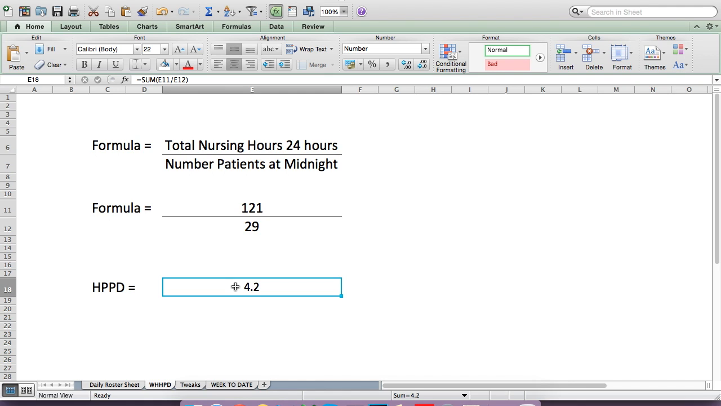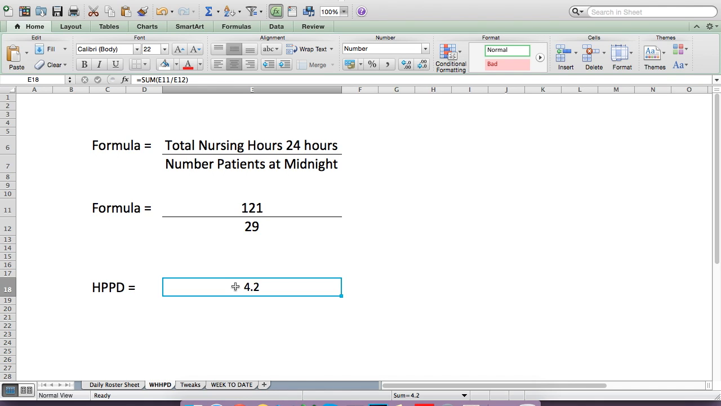The whole country for acute care wards runs on this premise. We just run a number of hours we had over the 24-hour period divided by the number of patients we have at midnight, and that's our work hours per patient day.